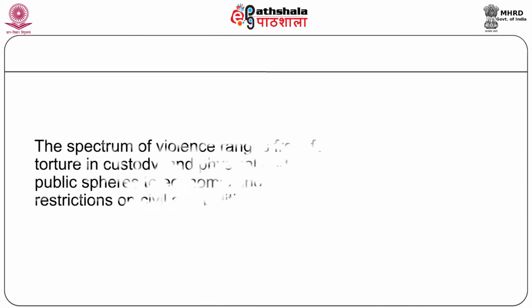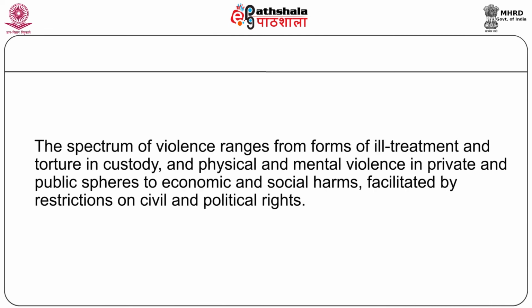The spectrum of violence ranges from forms of ill treatment and torture in custody and physical and mental violence in the private and the public spheres to economic and social harms facilitated by restrictions on civil and political rights.